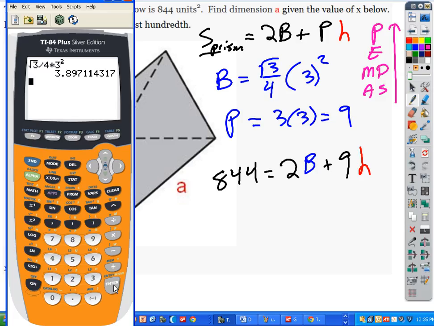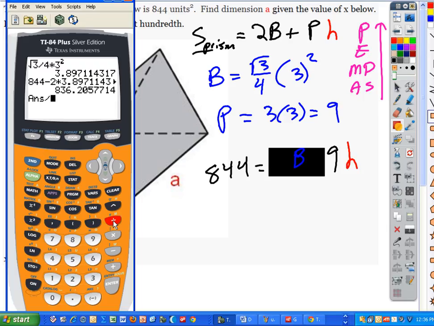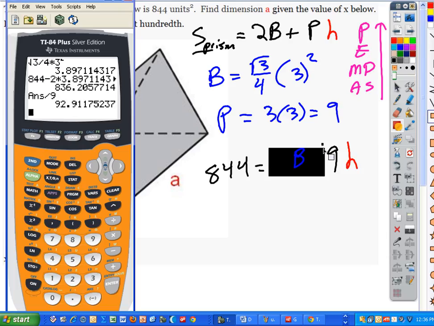Now let's do the math. We've got 844 over here, and we're just going to keep a running tally of the number on the left side. First you told me I subtract, right? I subtract 2 times our base, which we just calculated. There's what we get so far, and we've gotten rid of those. Now what? Divide by 9. That's it, right? So divided by 9, we get rid of that, and I've got the h by itself, and there it is, 92.91.